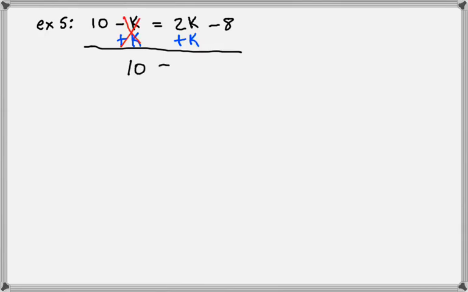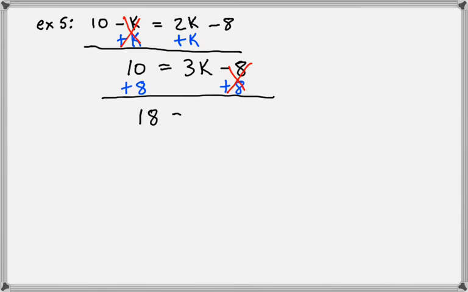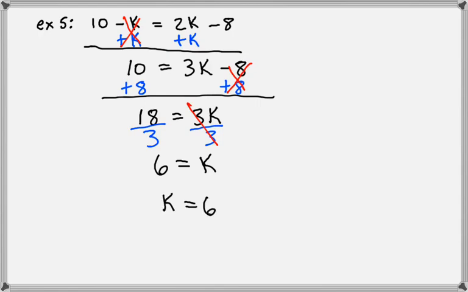So we end up with 10 is equal to 3k minus 8. And once again, we've ended up with a two-step equation. In order to solve the two-step equation, we're going to add 8 to both sides, which gives us 18 is equal to 3k. To get k by itself from there, we need to divide both sides by 3. 18 divided by 3 gives us 6 is equal to k, and we want to flip that around to k equals 6, so the variable is on the left.